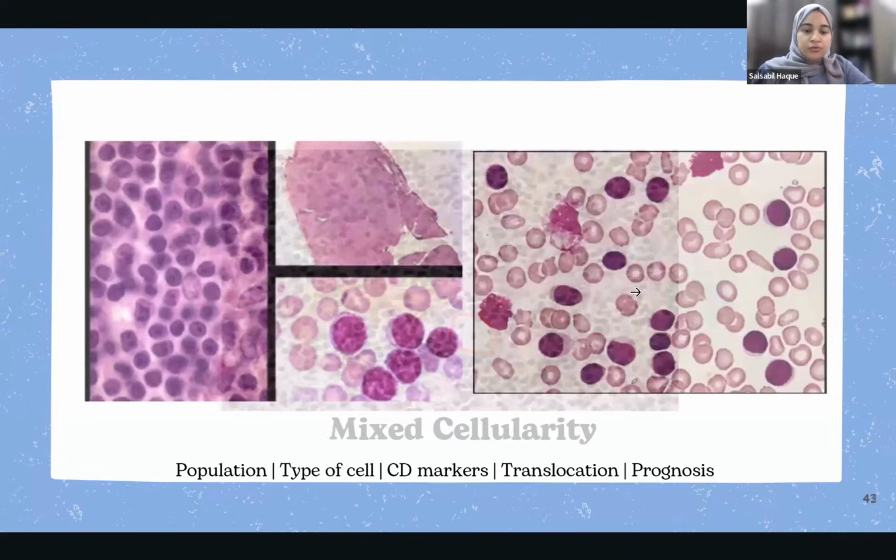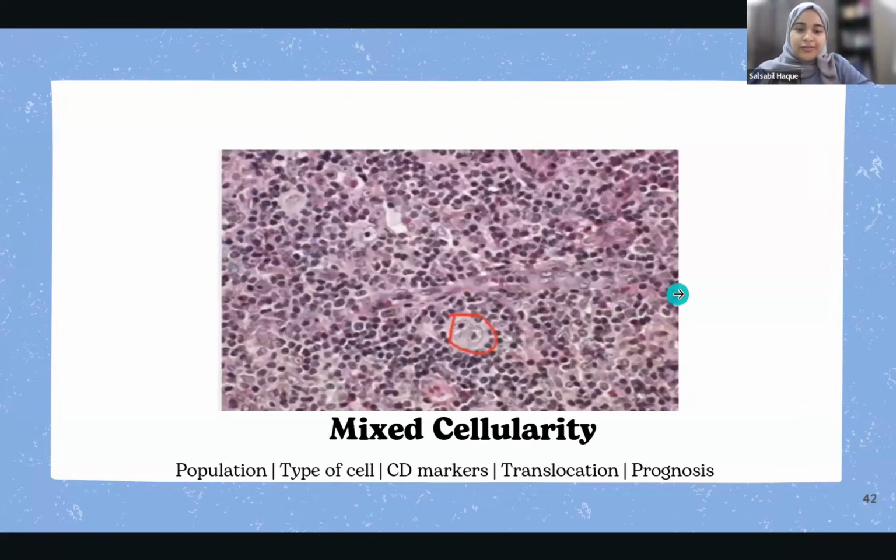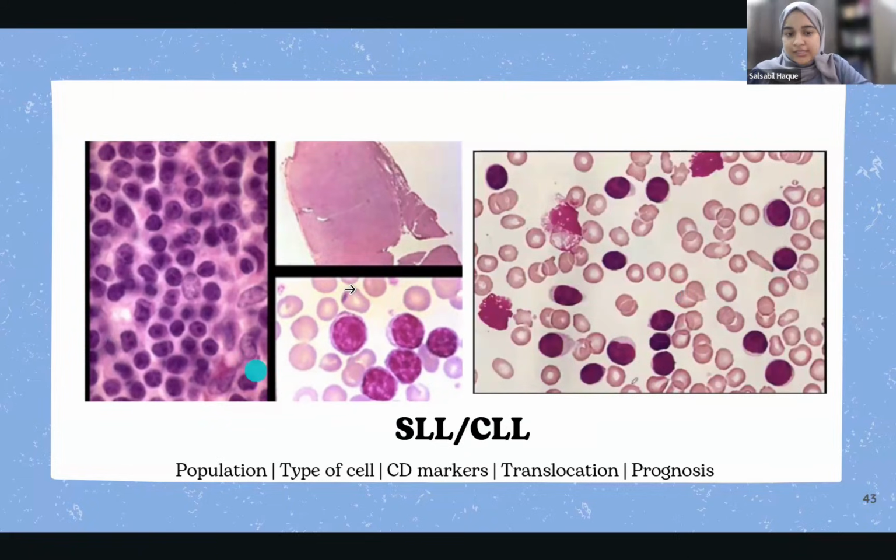Okay, now we will move on to this. What is this slide here? What can you see? Isn't this CLL? Yes, CLL, in other words SLL as well. They're used interchangeably, but the main difference is SLL is seen in the lymph nodes and CLL is seen in the blood. So SLL or CLL: small lymphocytic lymphoma, or chronic lymphocytic leukemia.